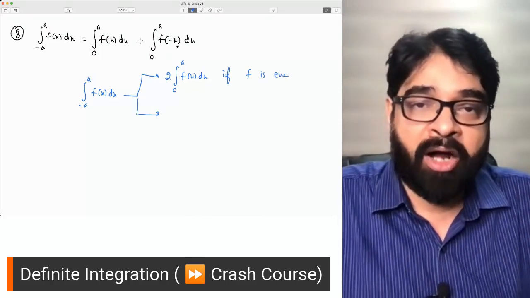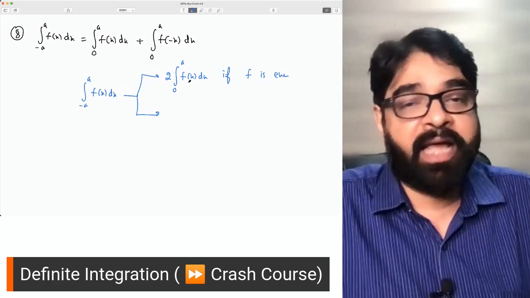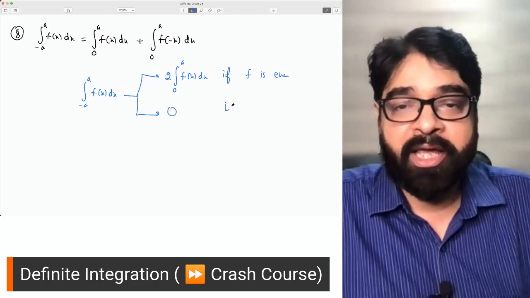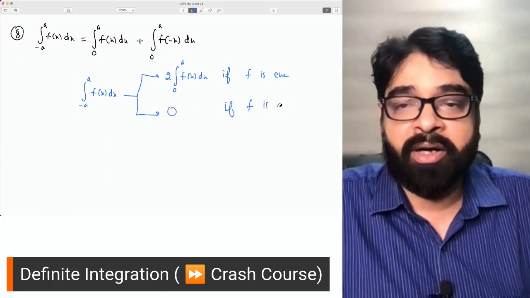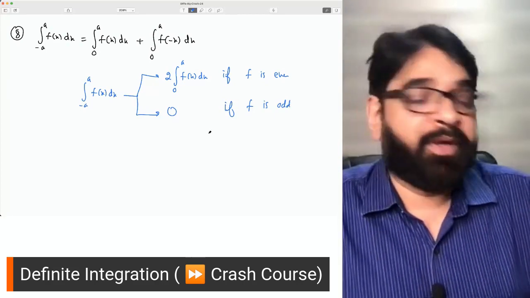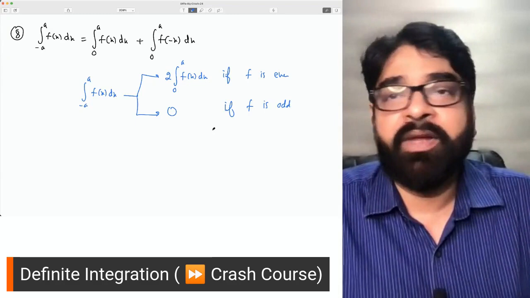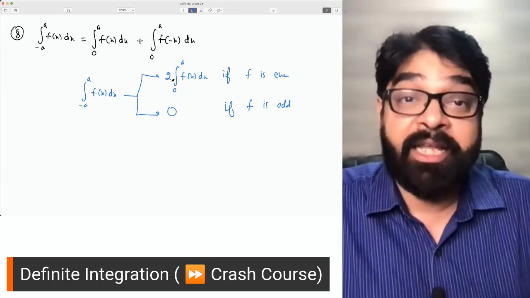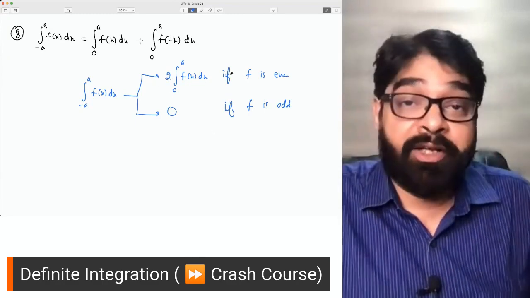And if f is odd, this value will become minus f(x) and cancel out to give 0. Do you understand? All of you understood this point. Very simple. But if f is neither even nor odd, then you have to use this property.